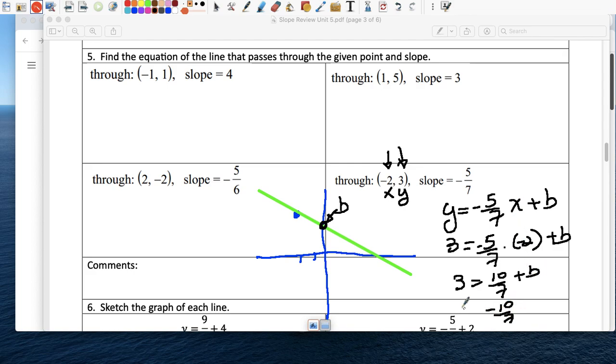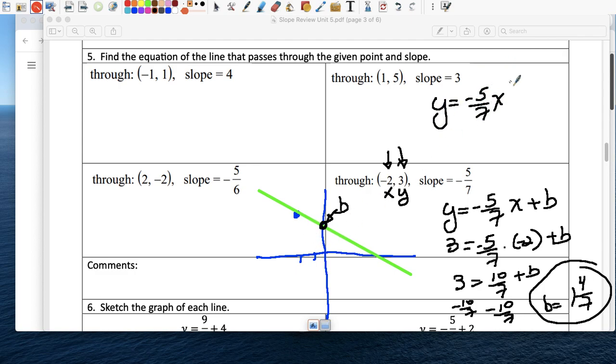Minus 10 over 7 here, minus 10 over 7 here. And b equals, let me write over here, what is that? 1 and 4/7. B equals 1 and 4/7, and that's your y-intercept. So, put everything together: y equals negative 5 over 7x plus our y-intercept 1 and 4 over 7. And that's right there.